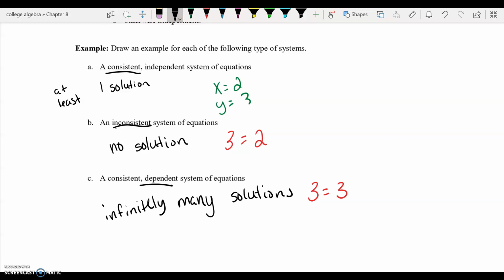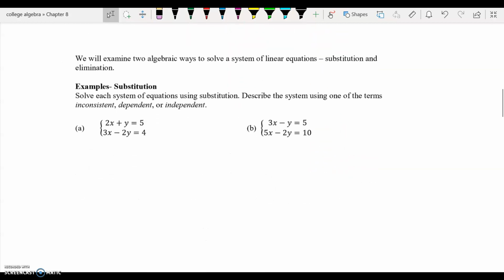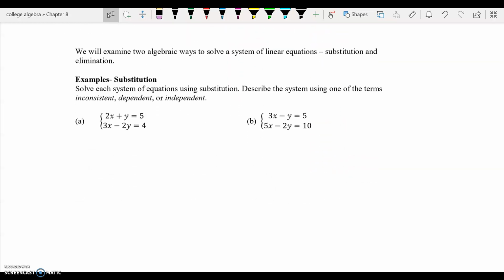I don't really have too many examples of inconsistent and dependent ones because it's kind of hard to show you how the work works just to get those examples. But if you're canceling stuff out, substituting or eliminating, and you get 3 equals 3, that means it's going to be infinitely many. If you get 3 equals 2, that means there's going to be no solution. Whereas consistent independent is going to have one solution. So there's different ways to solve these. You can use substitution or you can use elimination.